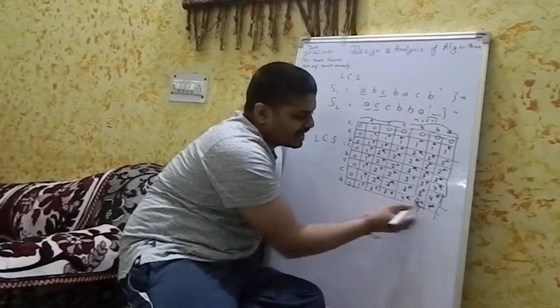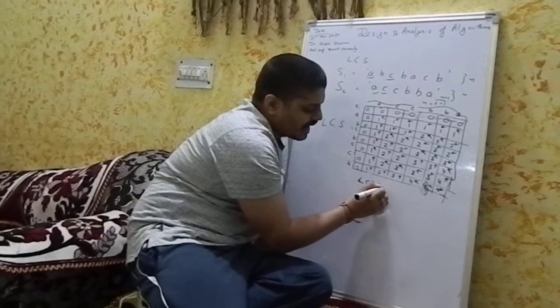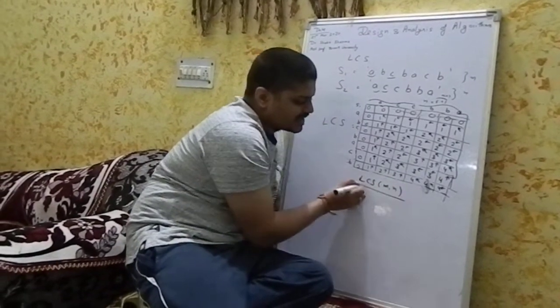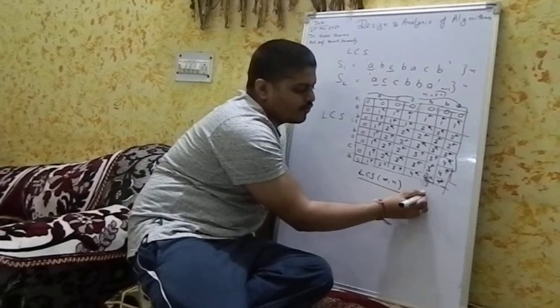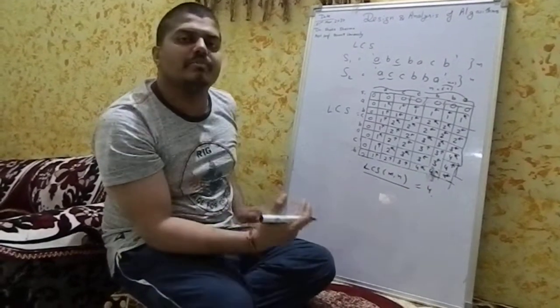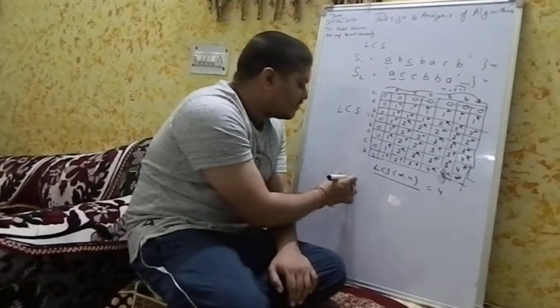So the maximum length is given by LCS(m, n). Say the last element that gives me the length is equal to 4. Now this is the maximum length. Now if I want to back traverse, how will I back traverse?